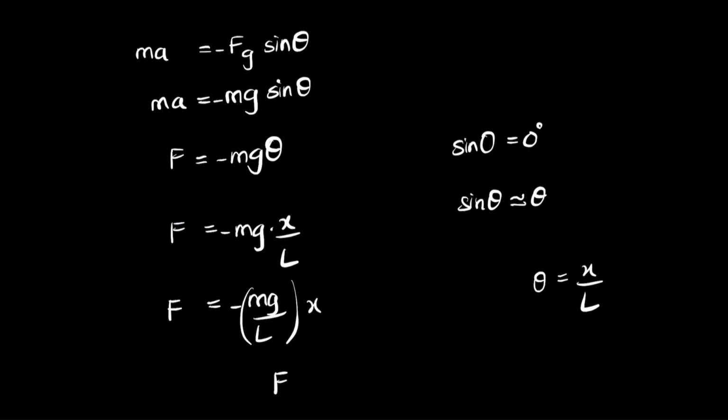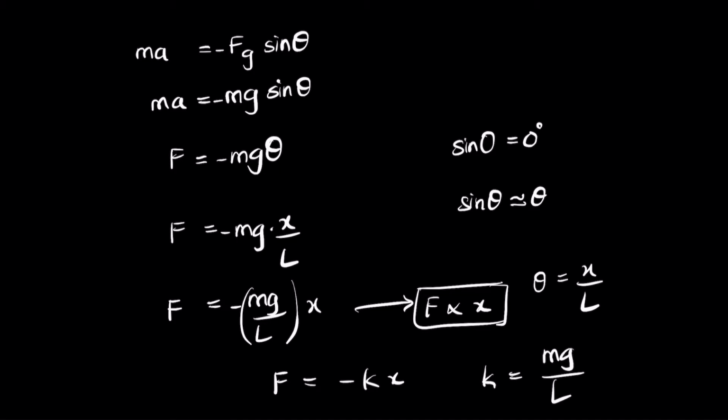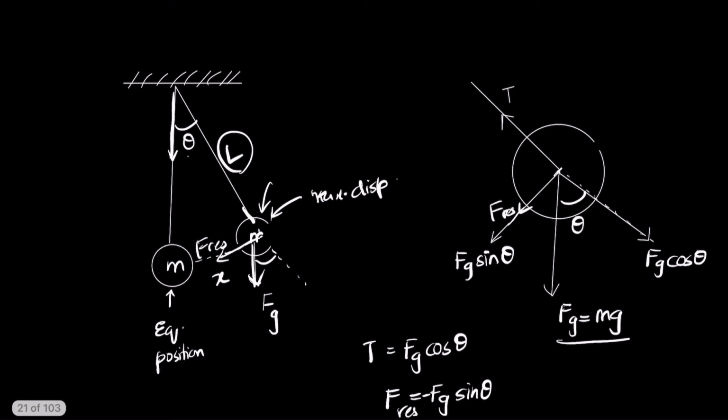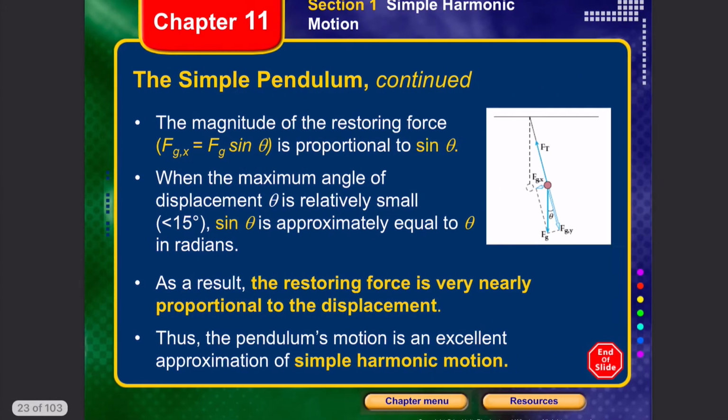So notice that here, if you write down Hooke's law, which is negative kx, and compare the two equations, you get the same form, which is F proportional to X. So the restoring force is proportional to the displacement. From this, we can also write that k equals mg over L. So k equals mg over L, which is the spring constant for a pendulum. Even though the spring doesn't exist, the pendulum itself acts as a spring. The motion of a pendulum resembles the motion of a spring, so we can think of it that way.